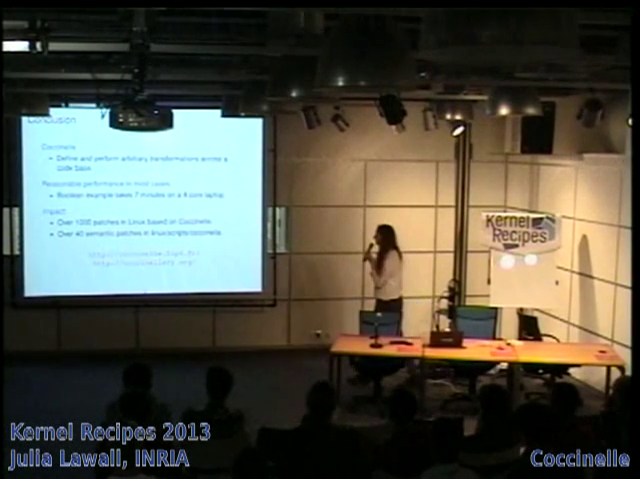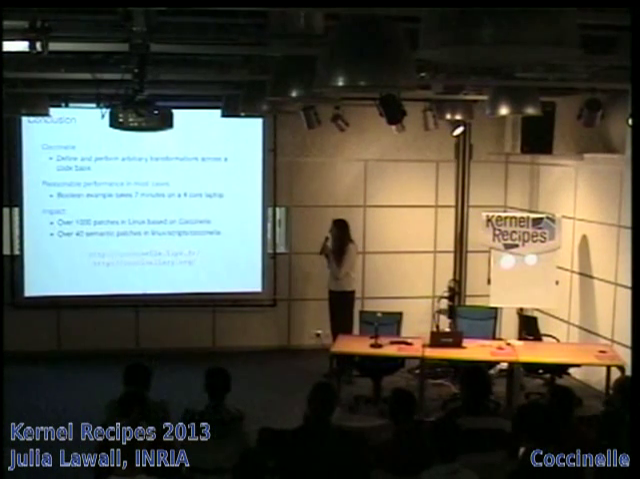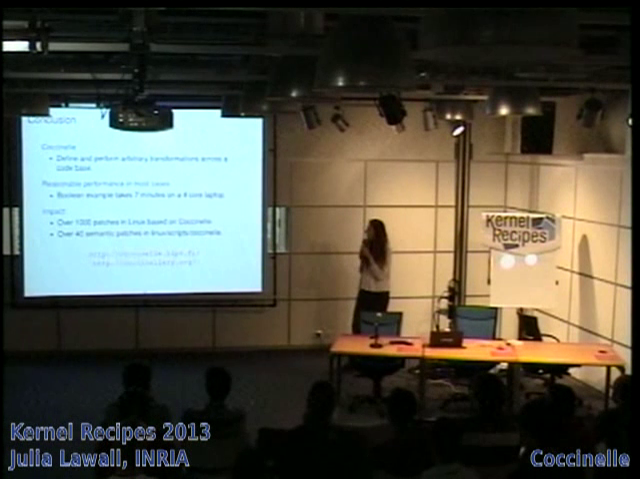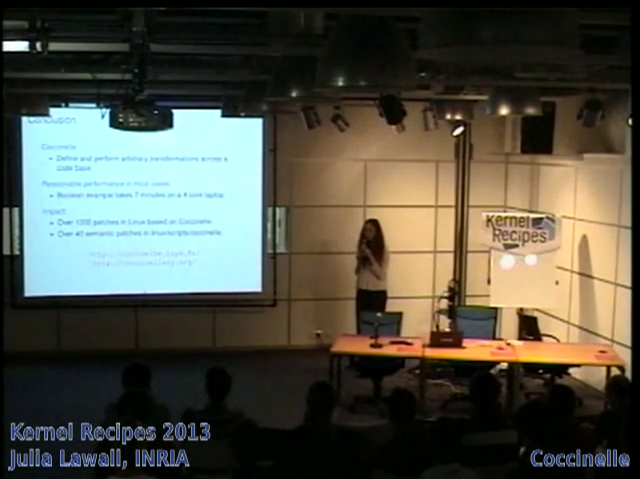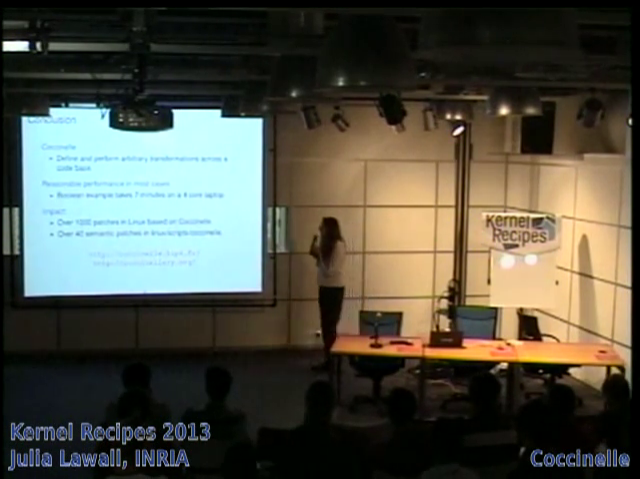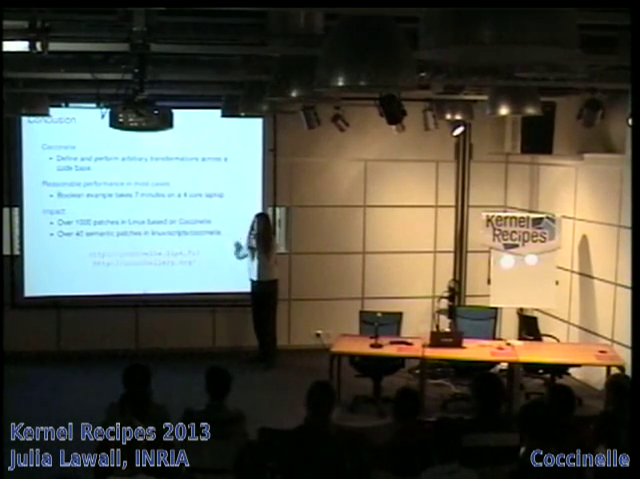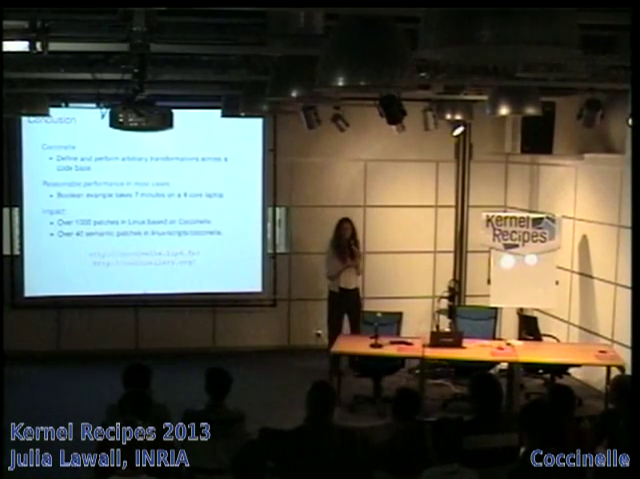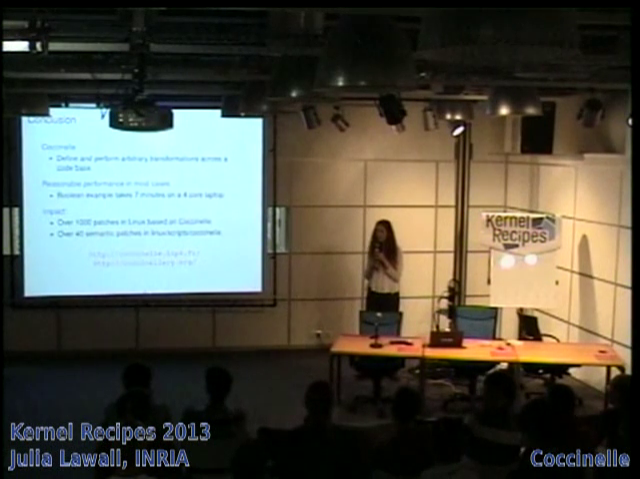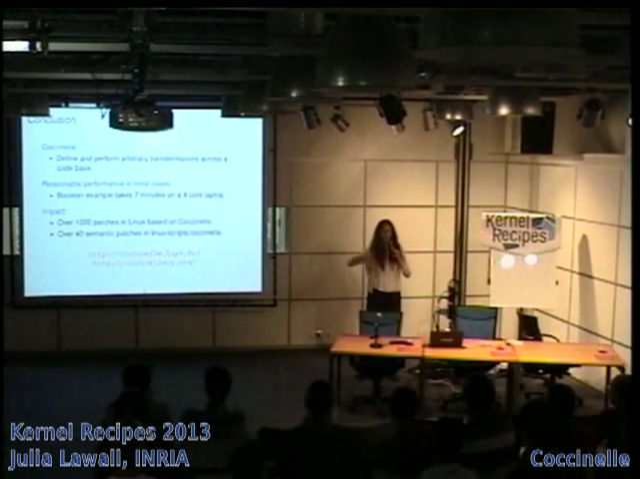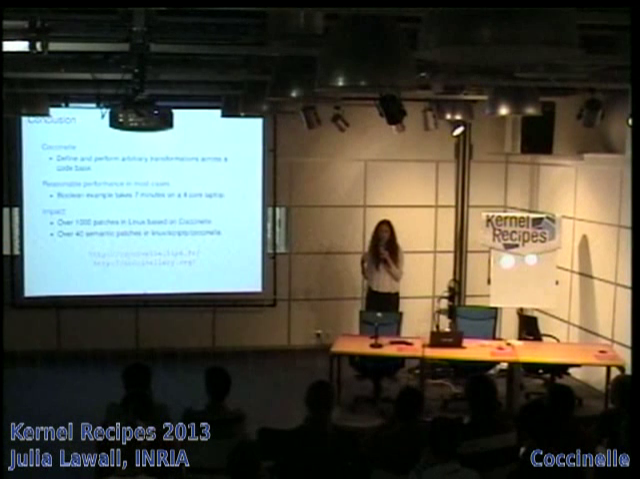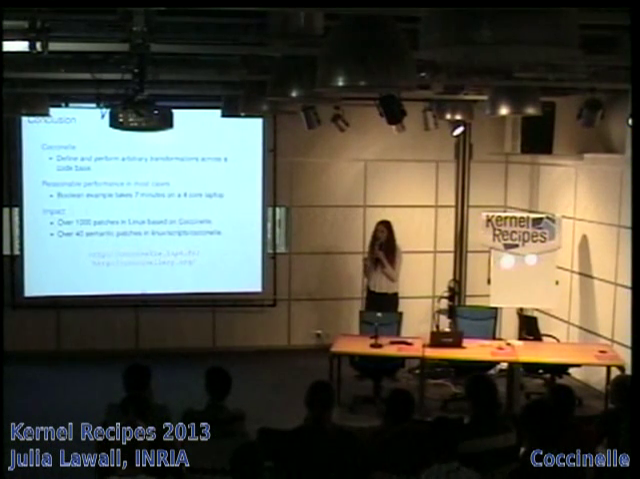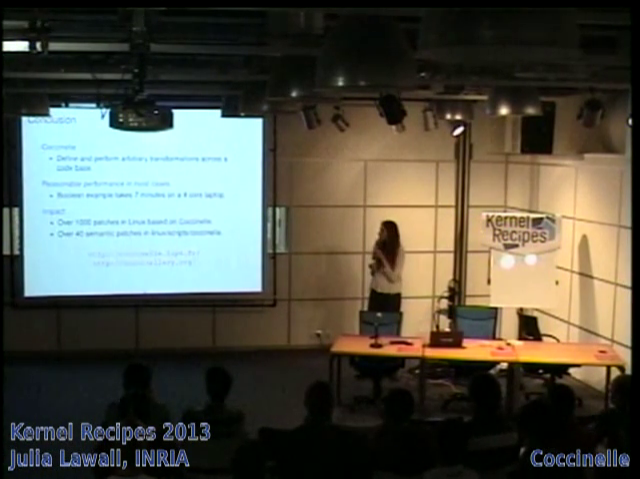So in conclusion, Coccinelle is a tool for defining and performing arbitrary transformations across a code base. It gives maybe reasonable performance in most cases. If you ask about performance, it's a very hard question to answer because the Linux kernel is huge, but if you're interested in transforming a function that's only used 10 times, it will be extremely fast because it will only find those 10 files that use that function and it will only work on those files.